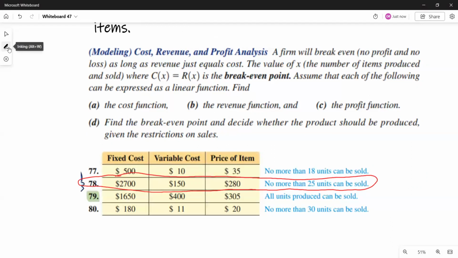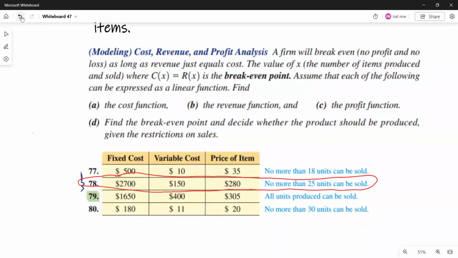So a firm will break even, there is no profit and no loss, as long as the revenue just equals the cost. Okay, so you are hoping that this is your worst case scenario, that you don't end up losing money. The value of X, that is the number of items produced and sold, where the revenue equals the cost, is the break-even point. Assume that each of the following can be expressed as a linear function. We're going to find the cost function, the revenue function, and the profit function. And at the end, we're going to find the break-even point and decide whether the product should be produced given the restrictions on sales.